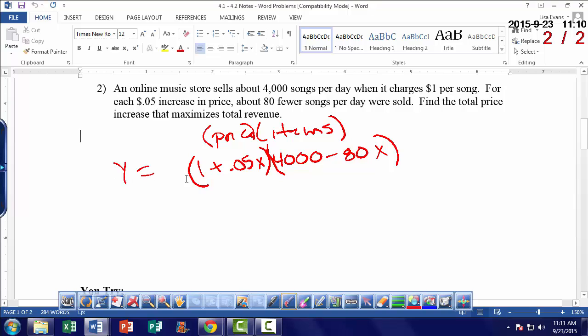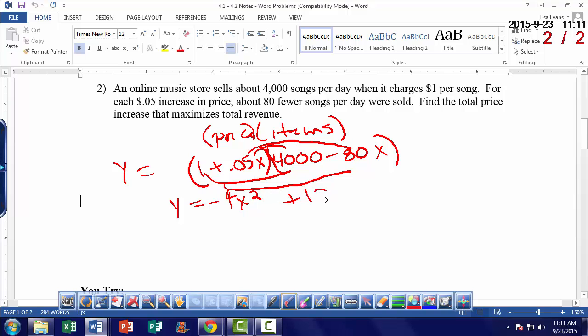Now I'm going to go ahead and FOIL this out. I'm going to add up like terms and I'm going to write it in descending order. I'm just going to go ahead and do that all in this step. So we get y equals negative 4x squared plus 120x plus 4,000.